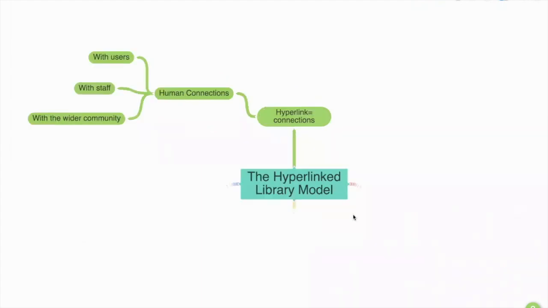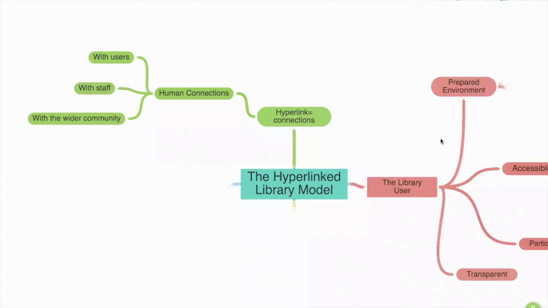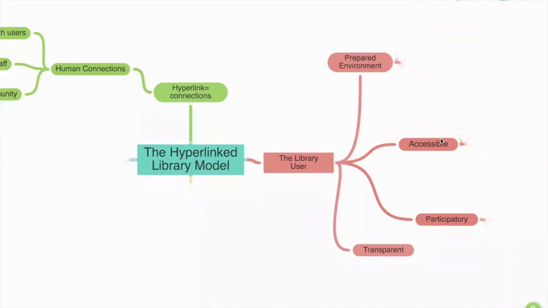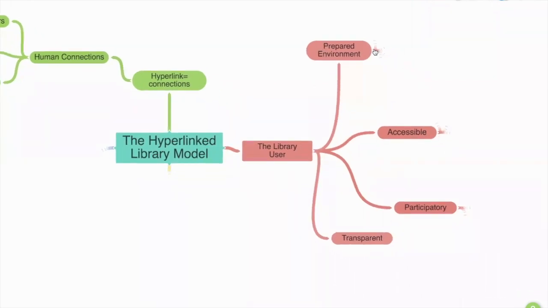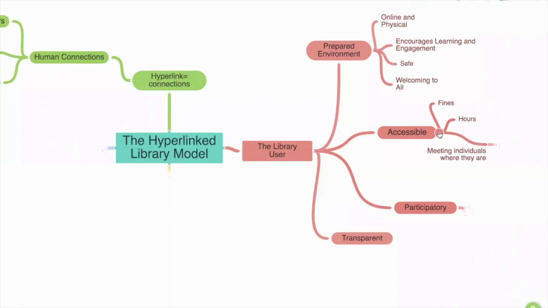So what does the hyperlinked library look like for users? It is a prepared environment. The library environment includes both digital and physical aspects. The digital environment takes advantage of mobile technology to meet users where they are. The physical environment is designed with engagement in mind, including spaces and activities for both individual growth and collaboration. It is accessible.